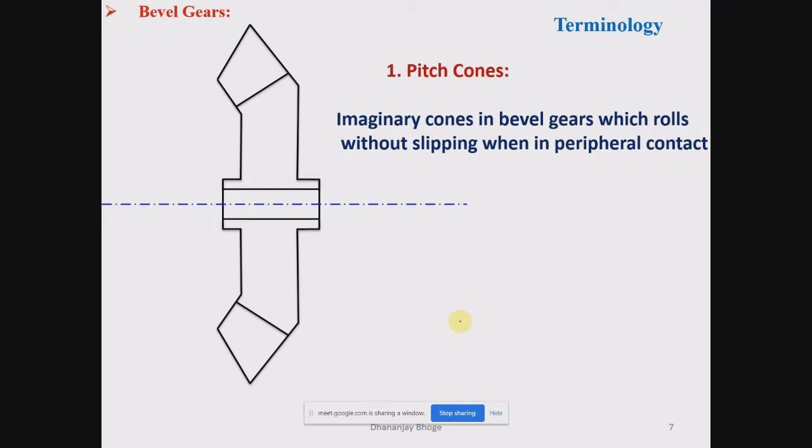Just like in spur gears, what we assume is that two cylinders are rolling with respect to each other for two mating gears, right? Thus, in case of bevel gears, we have conical pitch surfaces. So we will assume that imaginary cones, which are the pitch surfaces of bevel gears, will roll over each other without slipping.